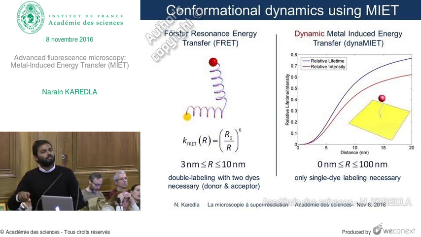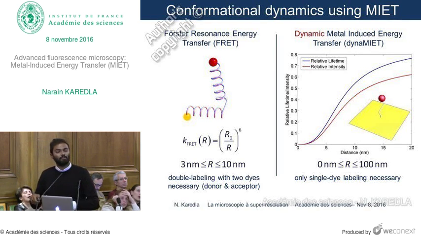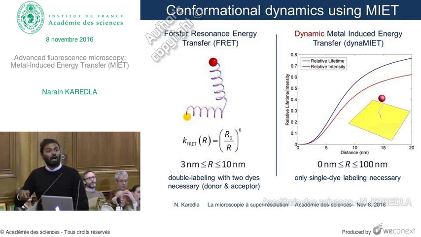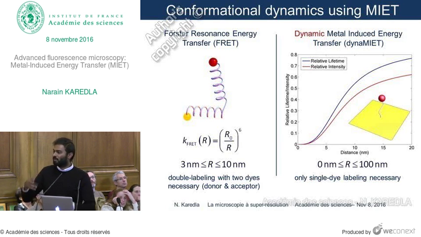But instead of FRET, the advantage here is that you need only 1 dye, because your dye acts as the acceptor of energy, and you can tune the distance up to 100 nanometers or even less with the help of ITO in your experimental design.